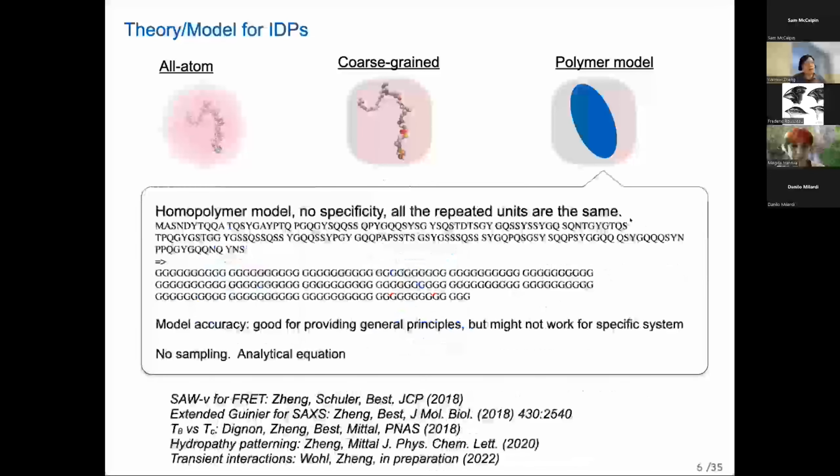And the last type of model is the polymer model. Why I like the polymer model a lot is because there's no sampling. It's very fast. Usually there's only an analytical equation. The idea behind that is, if we have a sequence, we can reduce the complexity of that sequence, assuming there are no specific interactions and all the units are repeated and the same. Then we can use a homopolymer model to describe the sequence. There's a lot of homopolymer theory that can directly provide us the analytical equation to understand the conformational properties of such a homopolymer.